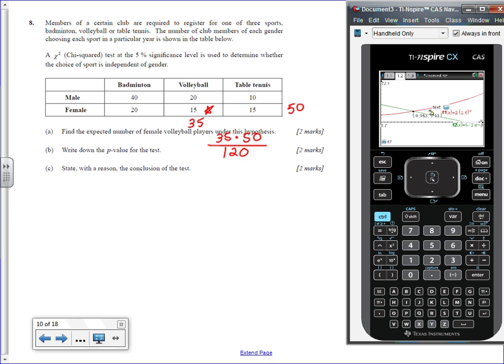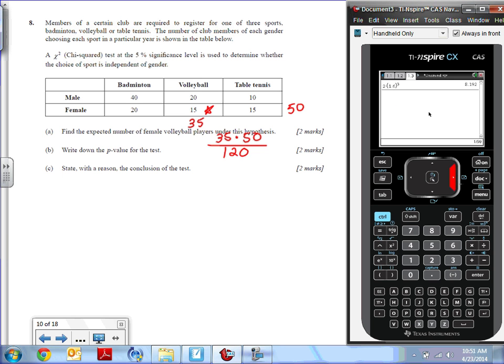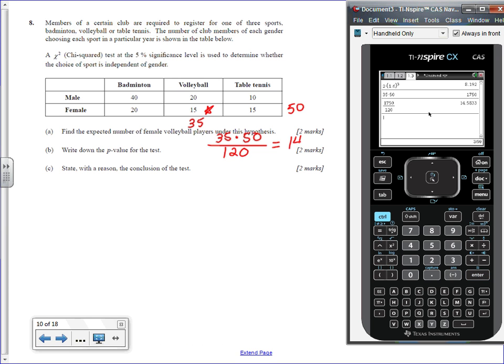Let's go to my calculator page that I was working on here and do this. 35 times 50, keeps missing my first stroke. 35 times 50 divided by 120. So the expected value for that part of the table there is 14.6. Yes, it's okay to have a decimal number of people. You need to give no fewer than 3 significant figures when it doesn't say. Okay, so expected frequency, and it doesn't need to have any units on it.